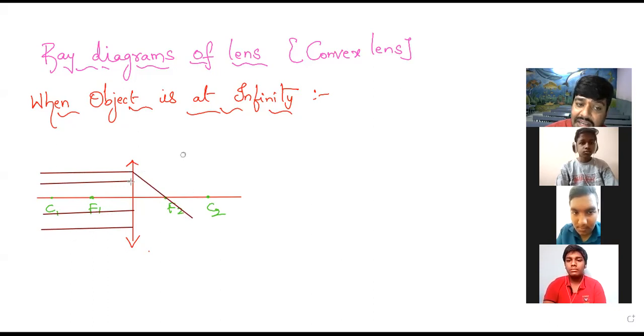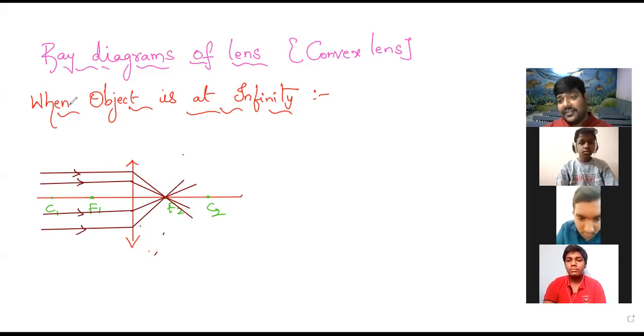After touching the lens, after refracting, all the rays converge and pass through the focal point. This is where the image is formed. The image is formed at the focal point when the object is at infinity.